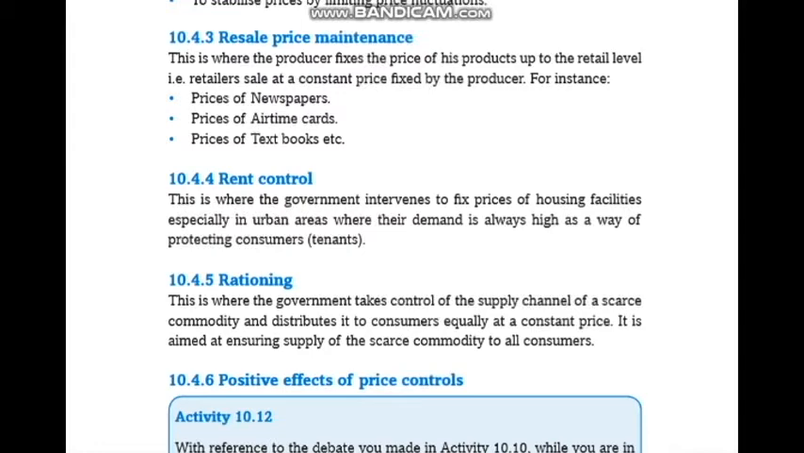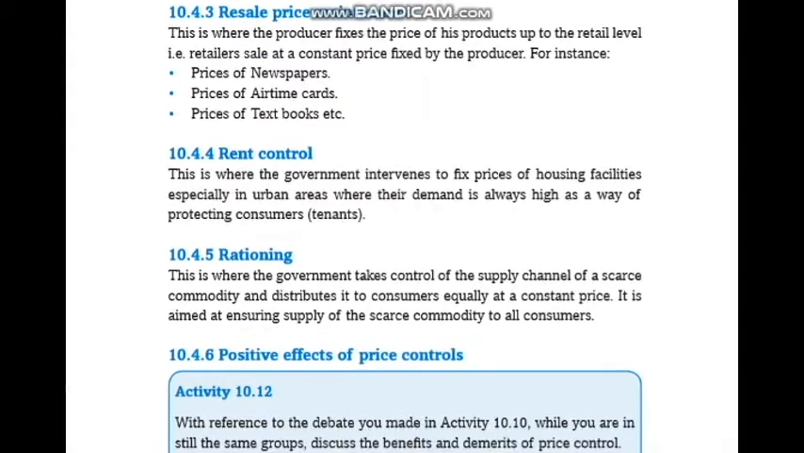For example, prices of newspapers are fixed by the suppliers. Prices of airtime cards are fixed by producers. Prices of textbooks are also fixed by producers, and so on.